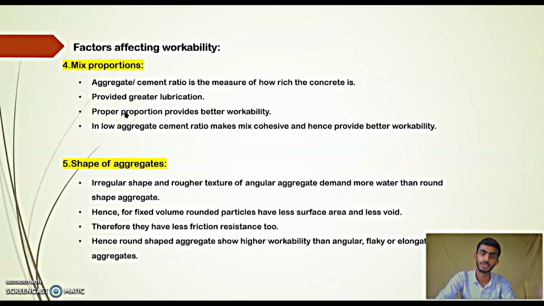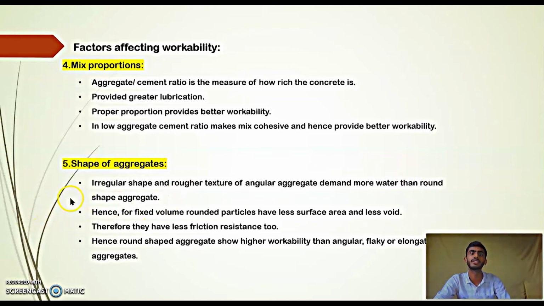Proper proportion provides better workability. This is known to us. A low aggregate cement ratio makes the mix cohesive and hence provides better workability. Then the fifth factor is the shape of aggregate. The irregular shape and rough texture of angular aggregate demand more water than round shape aggregates.